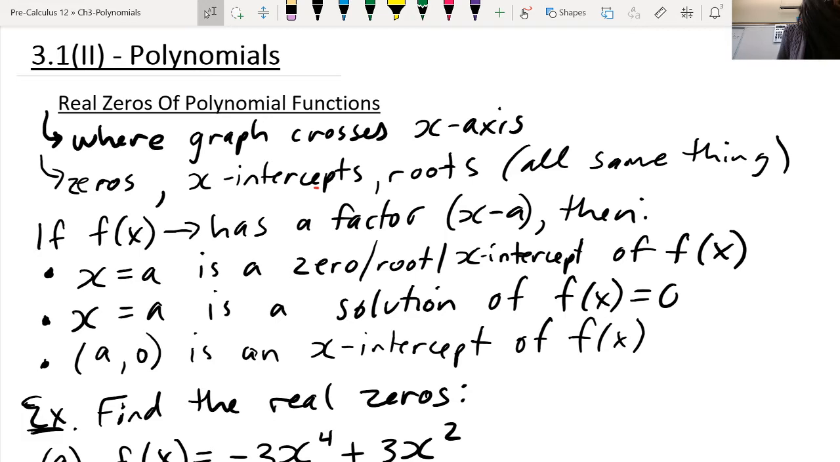So just a few reminders. It says real zeros of polynomial functions. That is the point, meaning the real zeros is the point where the graph crosses the x-axis. Another name for that is zeros, x-intercepts, and roots all mean the same thing. I just want to add on to here that if it crosses the x-axis, we did this in the last video, that's also the point where y is equal to 0.